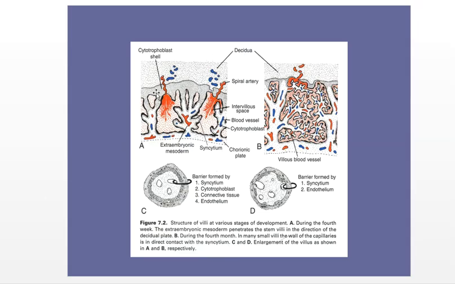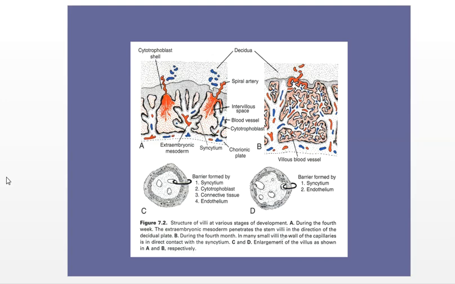Here you can see the lacuna, and this is a villi. For the formation of villi we have some stages. The formation of villi takes place in 3 stages. First of all, the primary villi is formed. In the second step, secondary villi is formed, and finally the tertiary villi is formed.